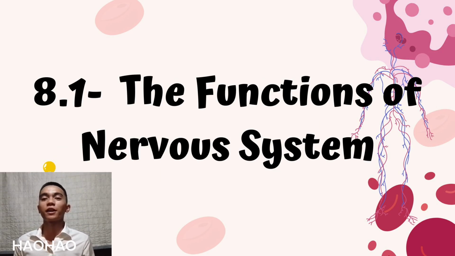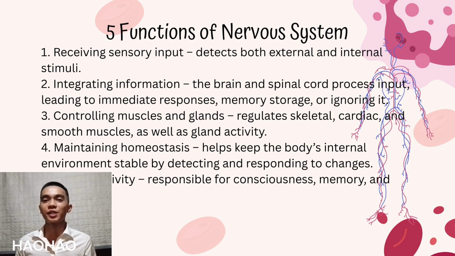So, there are 5 functions of the nervous system. First, receiving sensory input detects both external and internal stimuli, some consciously like touch and vision, and others subconsciously like blood pH and pressure. Second one, integrating information. The brain and spinal cord process input, leading to immediate responses, memory storage, or ignoring it.